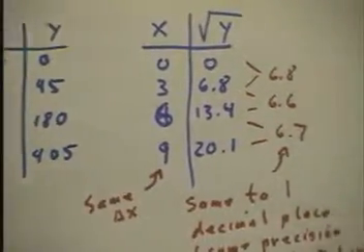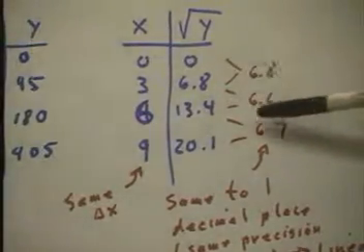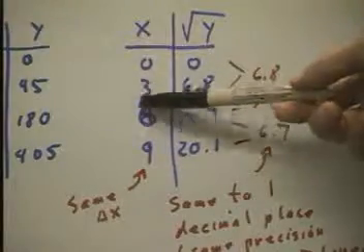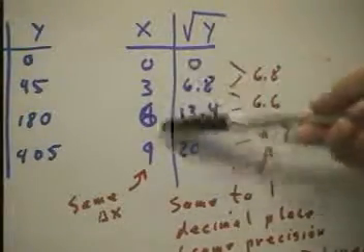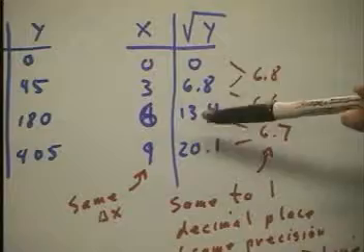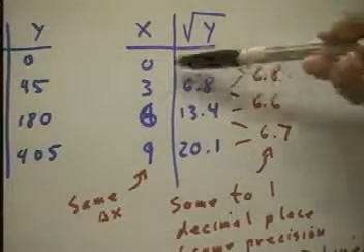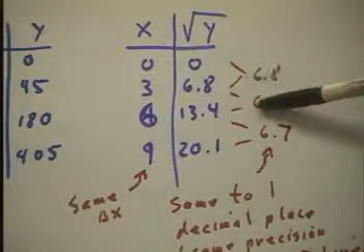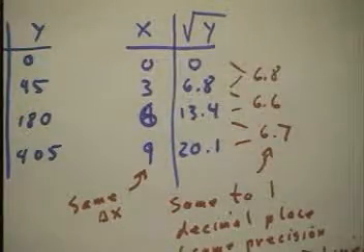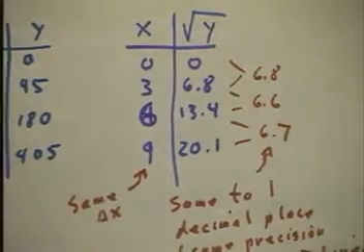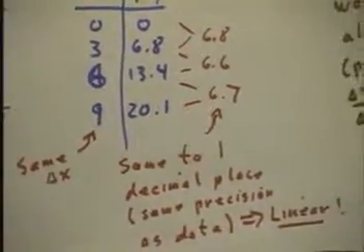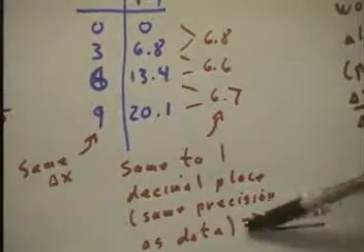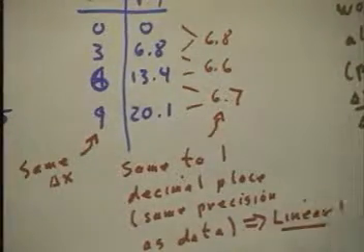Now it's important to understand that the differences being constant only gives us this kind of information if we have the same difference between our x numbers. If the difference between the x numbers is not the same, then we would have to actually calculate the delta y over delta x. Since the delta x's are all the same, if the delta y's are all the same, then the delta y over delta x is all the same. And we just make a note: same to one decimal place, with the same precision as the data, implies that the function is linear.